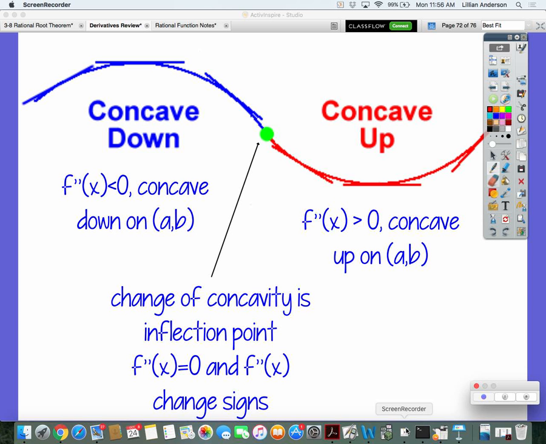Sometimes in the IB language, they write inflexion point, so instead of a C and a T, they write an X. So if you're confused by that, it means the same thing. And the inflection point occurs when the second derivative equals 0 and it changes signs. So you've got to look at the number line there as well to see if you're dealing with any inflection points and of course concavity.